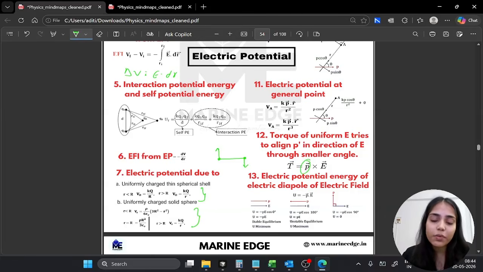Next, electrical potential energy of an electric dipole. Now, what is the potential energy of the dipole in its normal state? In the stable situation, the electric field and the dipole are parallel to each other. So the potential energy is minus PE. Now, if you move it to some particular angle, it becomes minus PE cos theta. Okay, that is the potential energy.